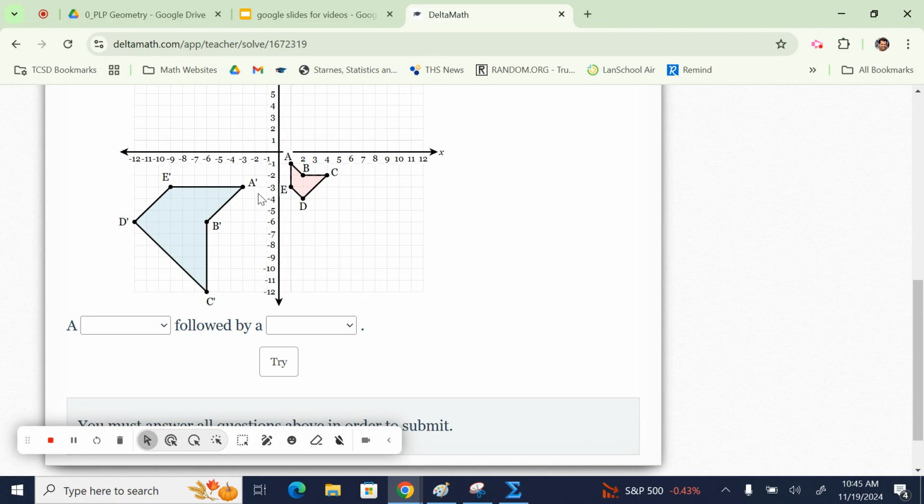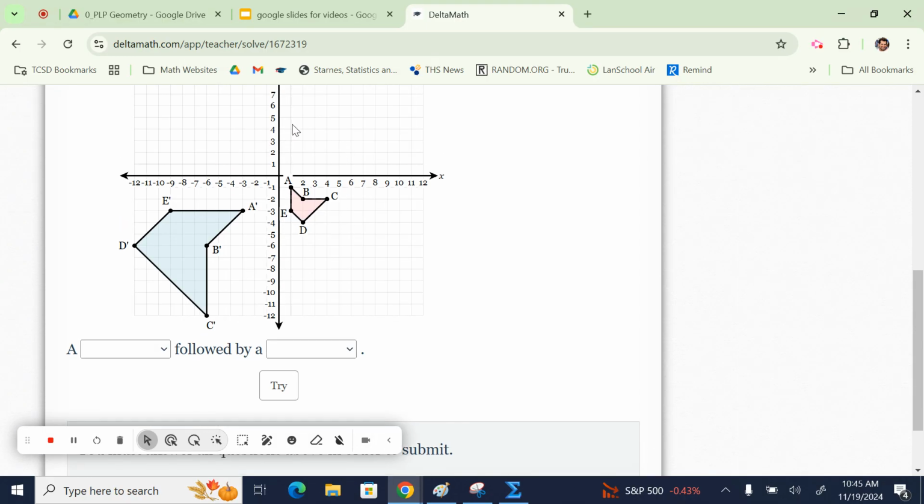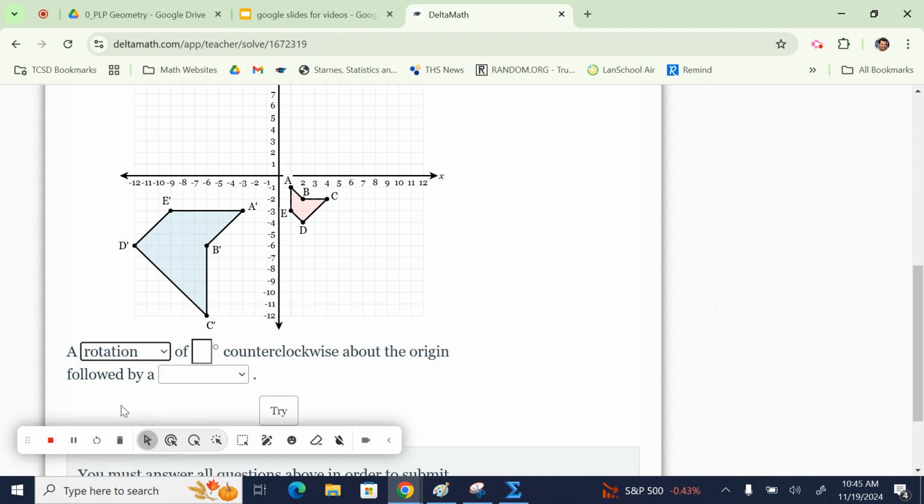So I think I need to take this pink figure and turn it, and I only have to turn it 90 degrees clockwise. Or if I go counterclockwise, I have to go 1, 2, 3 quadrants, or 270 counterclockwise. So let's take a look at what they tell me. Rotation. Notice it says counterclockwise. So I could go 90 clockwise or 270 counterclockwise. So I've got to go 270. Again, 3 quadrants. Let me try that.